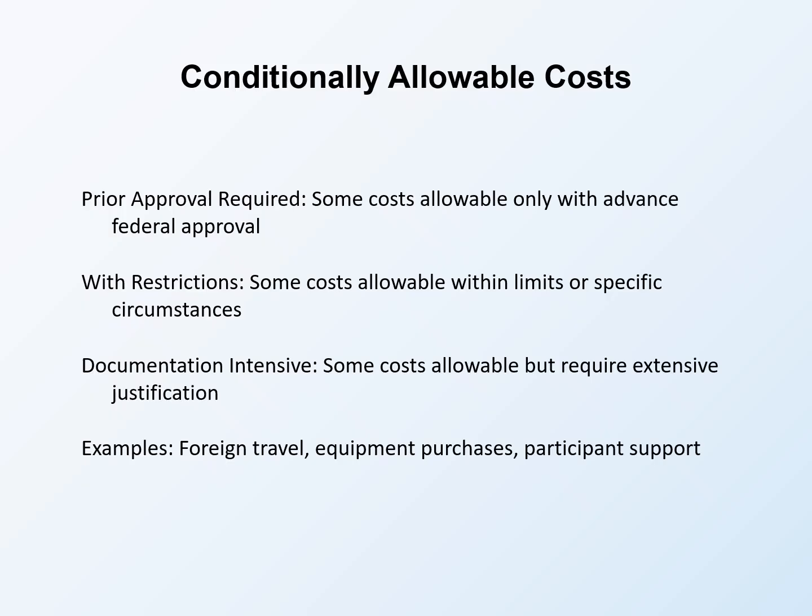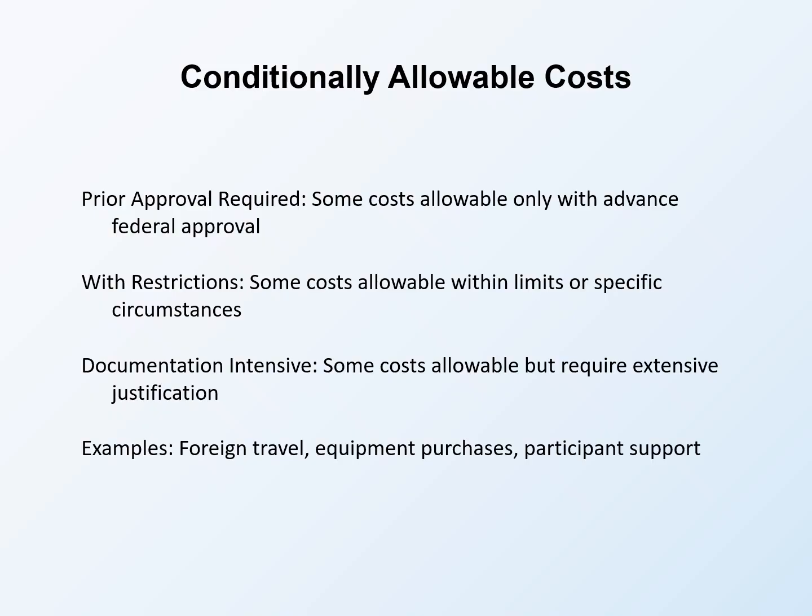Some costs are allowable only with prior approval from the federal awarding agency. These typically include significant expenditures or activities that might raise concerns. Foreign travel often requires prior approval. Major equipment purchases may need advance authorization. Changes in scope or key personnel typically require approval. The specific items requiring prior approval vary by agency and award, so review your terms carefully.